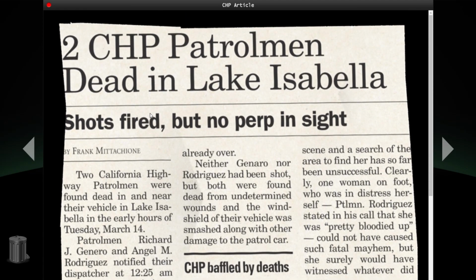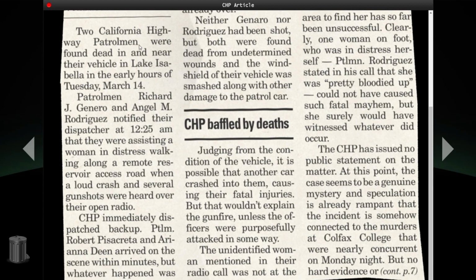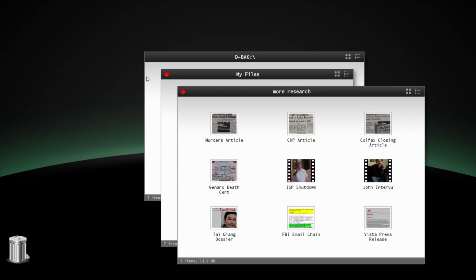Is this completely different? Oh, this is a completely different article. 2 CHP patrolmen dead in Lake Isabella. Shots fired, but no perp in sight. 2 California highway patrol. Wait, are these just the... Oh yeah, CHP article. Okay, so there's a lot in here.